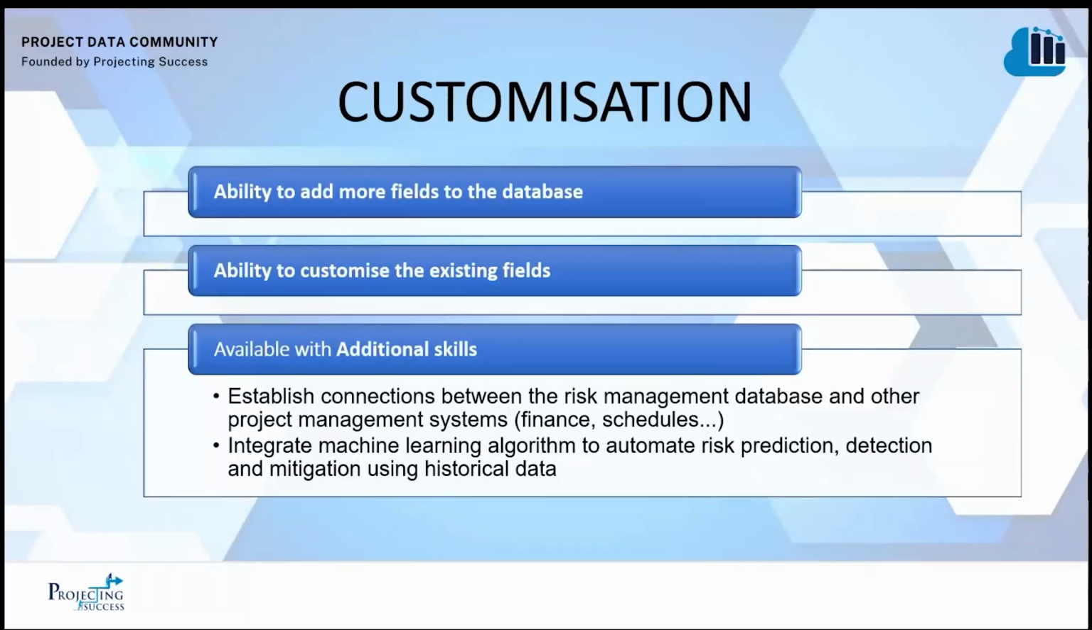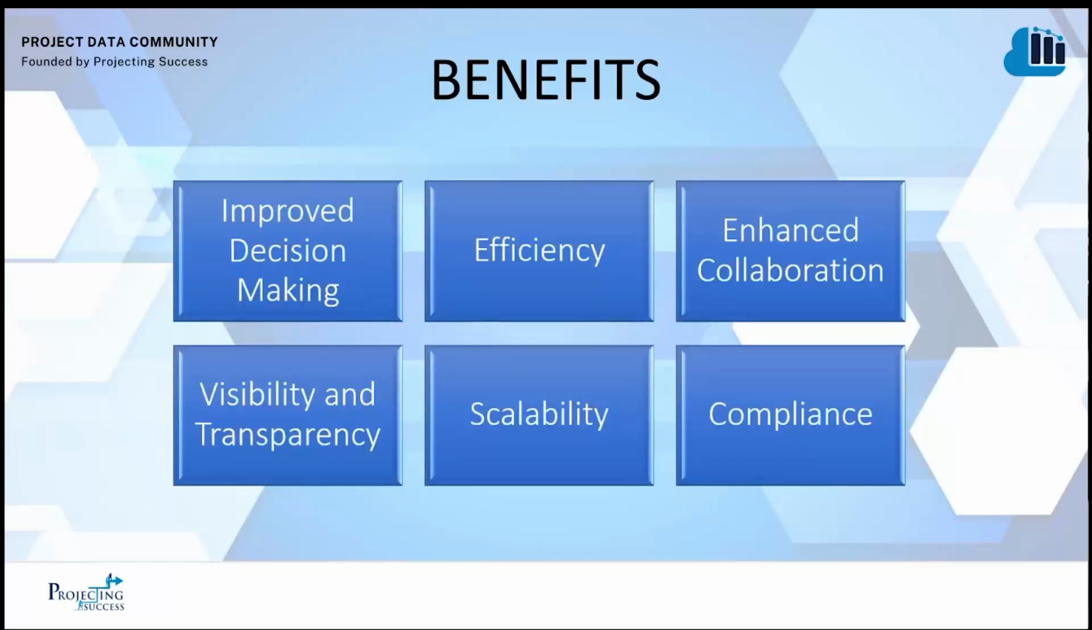The database has to have value and has to have useful need for the organizations. So to do that, we've allowed for customization ability, so you could add more fields to the database. Organizations can also customize existing fields, creating more risk categories and taxonomies to align with the specific needs and terminology of their organizations and projects. The benefits of this would include improved decision-making, efficiency, visibility, and transparency. And then there's the value of enhanced collaboration and compliance as well.